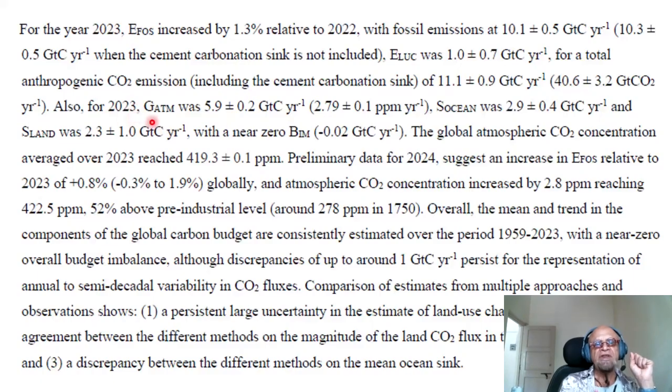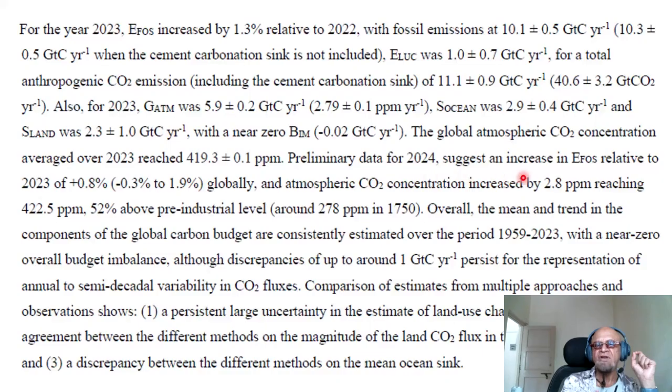And you can also do that as CO2, so carbon to CO2, 3.7, whatever the number you multiply with. Also for 2023, the growth rate was at 5.9 plus minus 0.2 gigaton carbon per year. S-ocean was 2.9 gigaton carbon per year, and land sink, SLAND, was 2.3 gigaton carbon per year, with a near zero balance, residual essentially, in the carbon budget. The global atmospheric CO2 concentration averaged over 2023 reached 419.3 ppm with some small uncertainty.